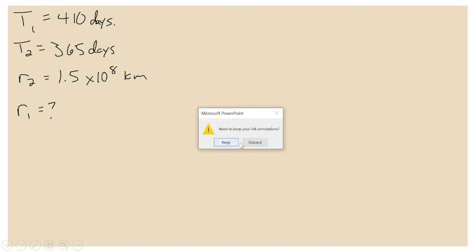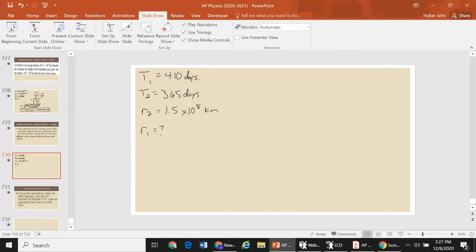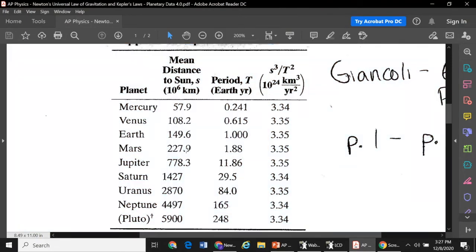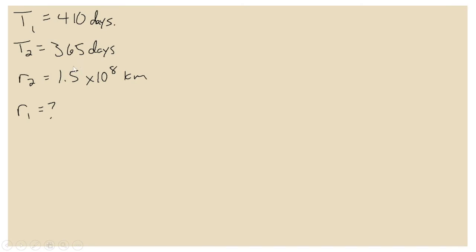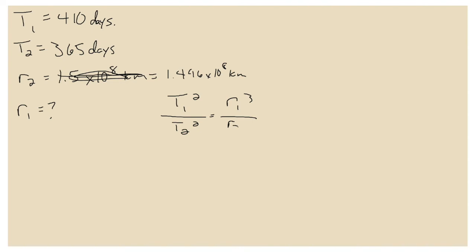What I'd like to do is actually go ahead and say that number was a little off. Let's use this one, the mean distance. So we'll do 1.496. Just for kicks here, we'll say 1.496 times 10 to the 8 kilometers. Whichever one you use, though, doesn't really matter. It's going to be close enough, I'm sure. So we have T1 squared over T2 squared equals R1 cubed over R2 cubed.